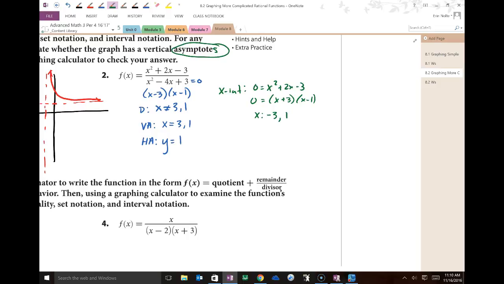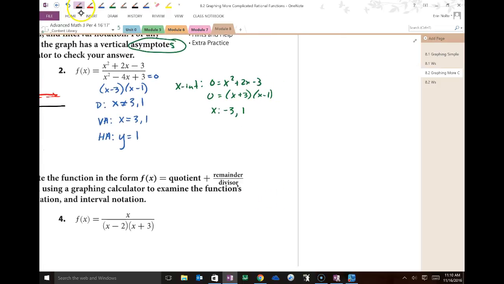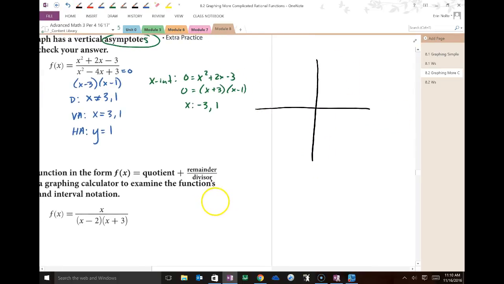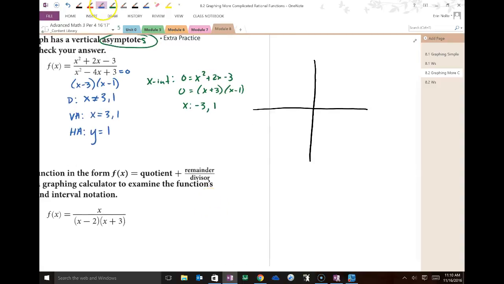Good, okay, here we go. We're going to graph this. Come way over here to graph this information. So, I said we have a vertical asymptote at 3. 1, 2, 3. And at 1. We have a horizontal asymptote at positive 1. We also have x-intercepts at negative 3 and 1.